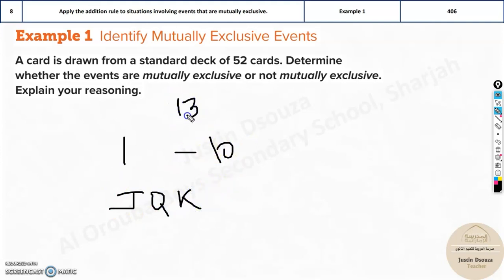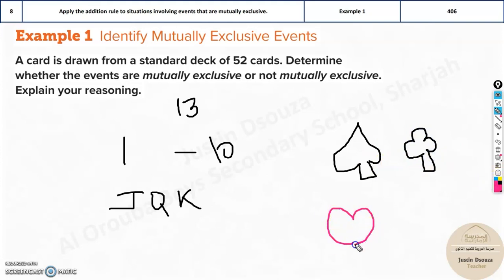So in one suit, there are 13. There are 4 suits. There is spades, then there is clubs. There are 2 black suits, and there are 2 red suits, that is hearts and diamonds. Okay, I hope you know this. So 13 times 4 is 52. There are 52 cards, but the jokers are not included in this.